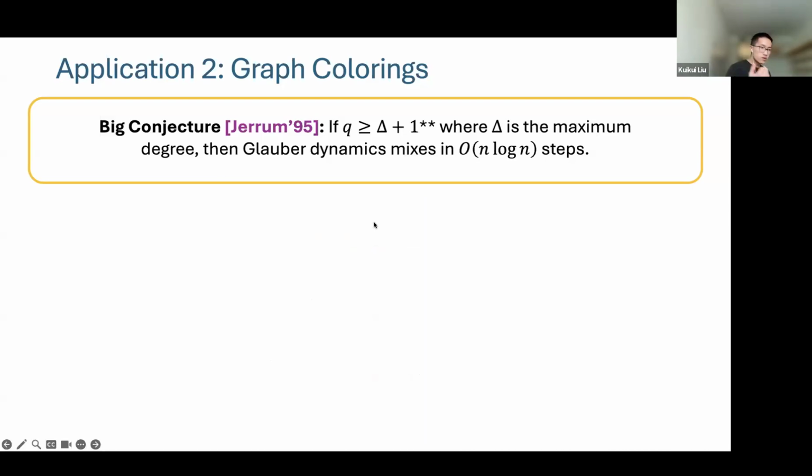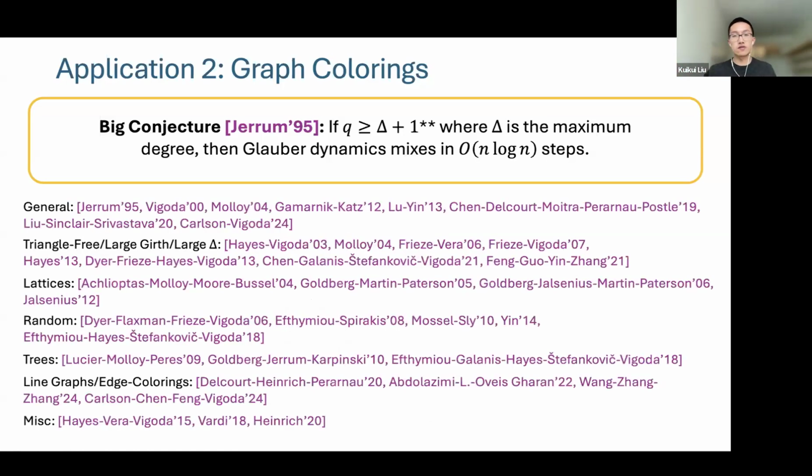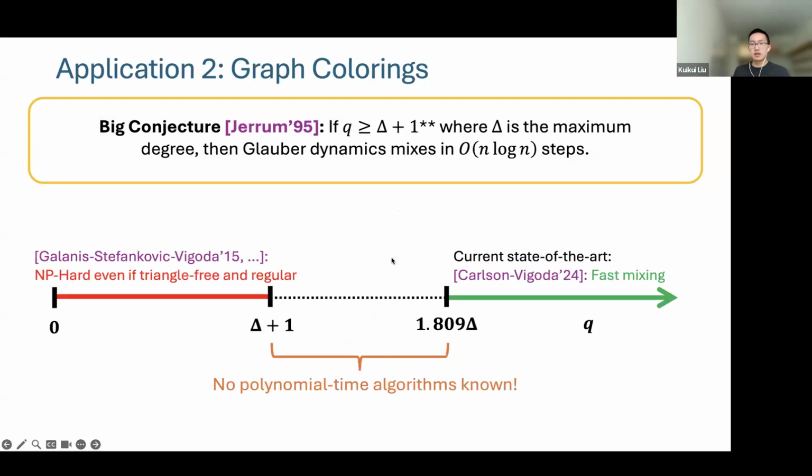One motivation for this conjecture, and also one of the interesting aspects of sampling graph colorings, is that it exhibits what physicists call a phase transition. Actually, before I get there, I also want to mention that this conjecture has received quite a lot of attention, even for the special case of lattices. One of the interesting features of this model is that it exhibits what physicists call a phase transition.